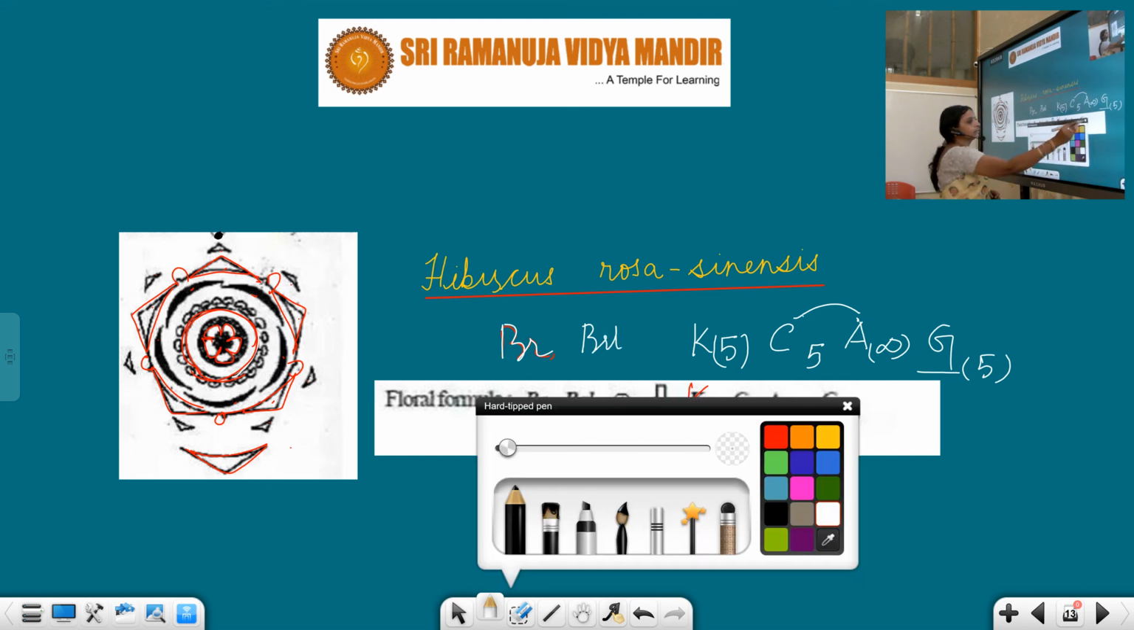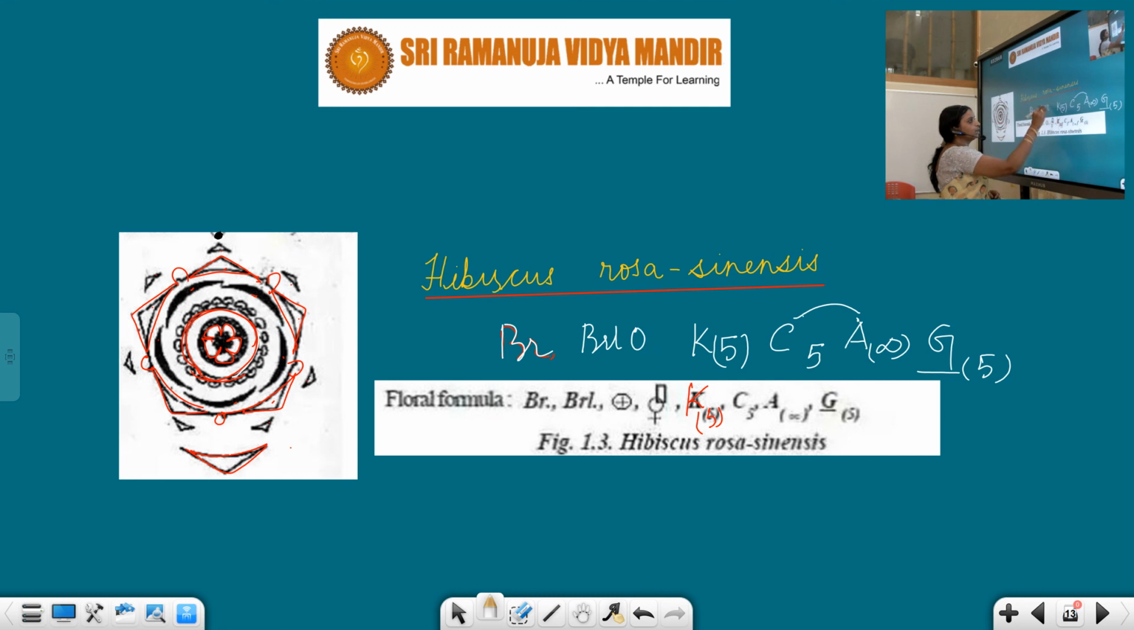And this symbol is for an actinomorphic flower. And this shows male and female both present. That means the flower is bisexual. This is how we write the floral formula and draw the floral diagram. And a dot is there to show the mother axis.